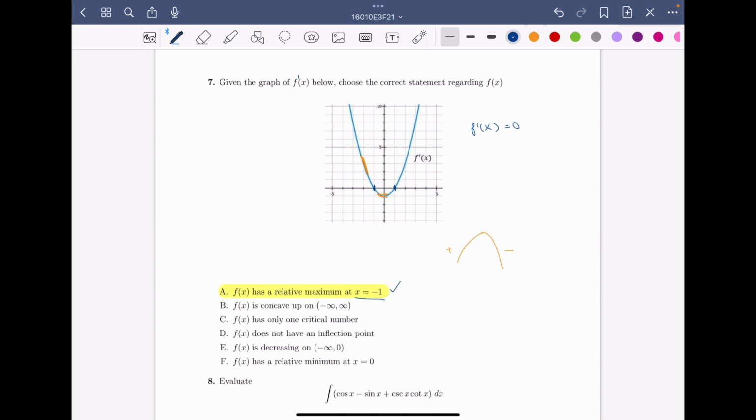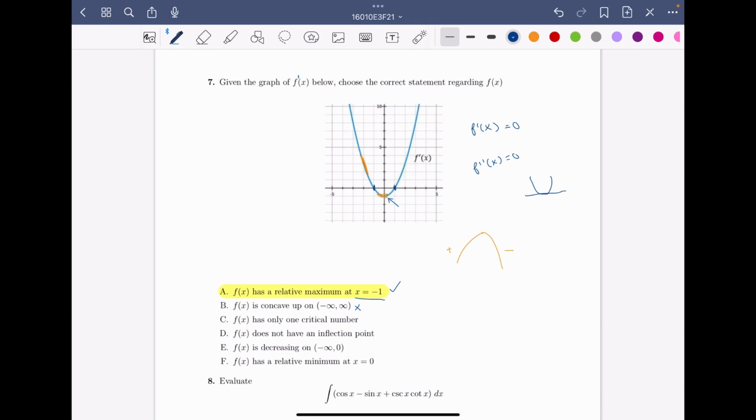F of x is concave up from -infinity to infinity. So if we look at the graph, we can see that there's an inflection point right there. So with the second derivative, f double prime of x equals 0 whenever there is a part of the graph where you can pretty much have a horizontal tangent line. So there's a horizontal tangent line at x equals 0. Because of that, there has to be a concavity change, so it can't be concave up on the entire interval.